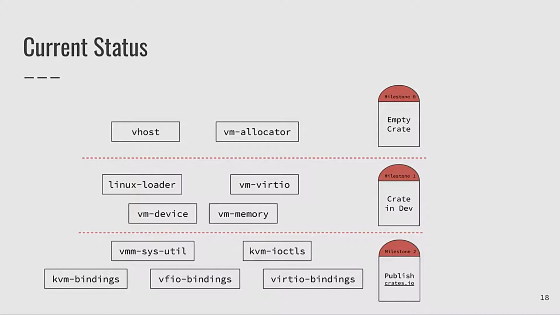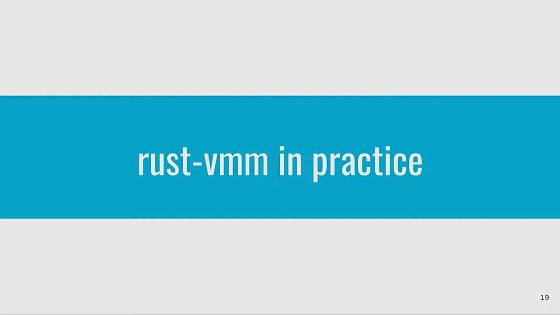Then we have crates in development. These crates actually need more design discussions than anything else, so we are a bit slower there. And we also have empty crates, so the development didn't start on them. And I will let Samuel talk about how our project's using Rust VMM in practice.